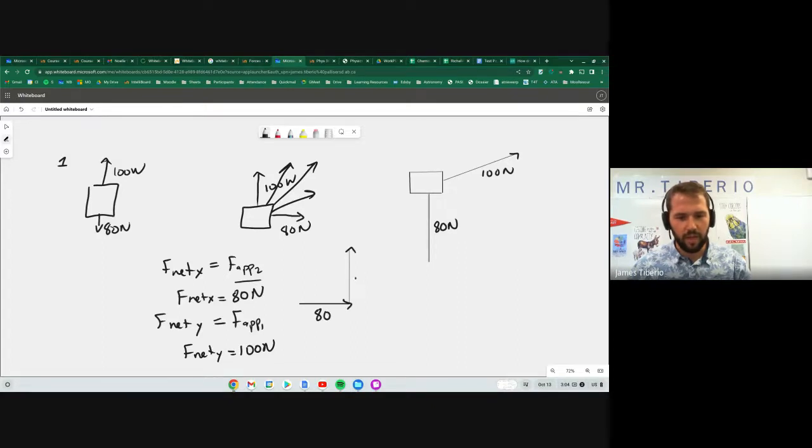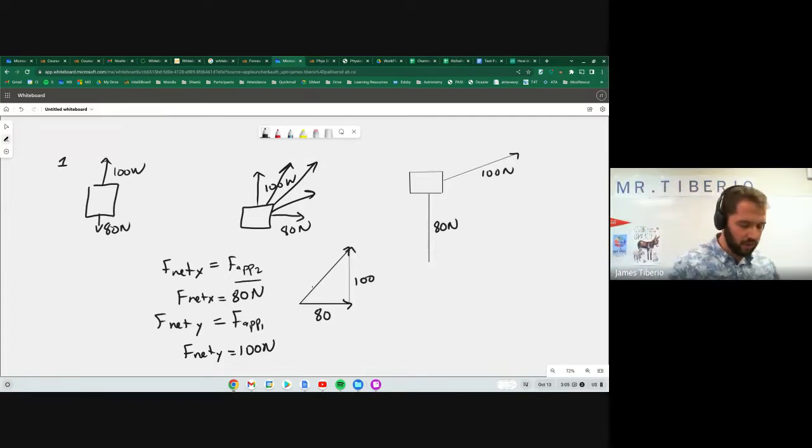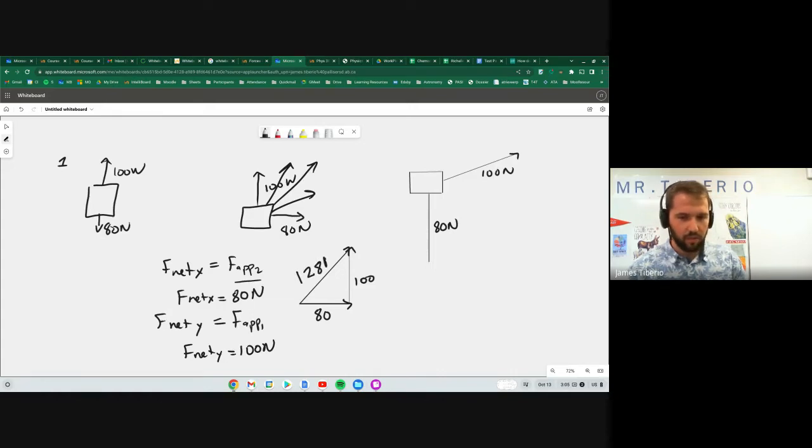We've added them tip to tail. Overall, this resultant is our overall combined net force. And of course, you probably already are seeing how to calculate the resultant. It's going to be 80 squared plus 100 squared and square root that. And it turns out this 128 newtons is our overall resulting net force combined in both directions. This is what we're looking for.